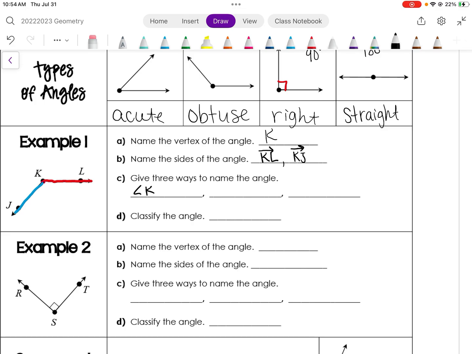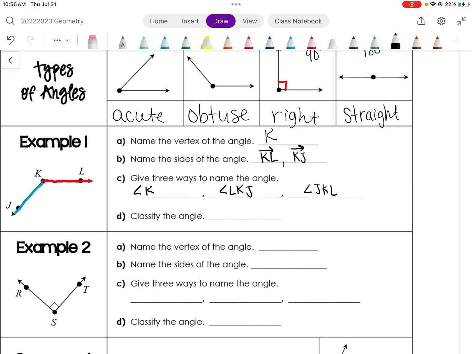So the other ways we can name the angle is using 3 letters. Remember, the only catch is if you're using the 3 letters, the vertex has to be the middle letter. So I could call it angle LKJ, or I could call it angle, and go the other way, JKL. I cannot say JLK, because L is not the vertex, it's not in the middle.